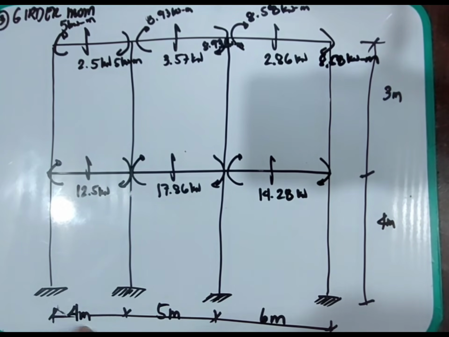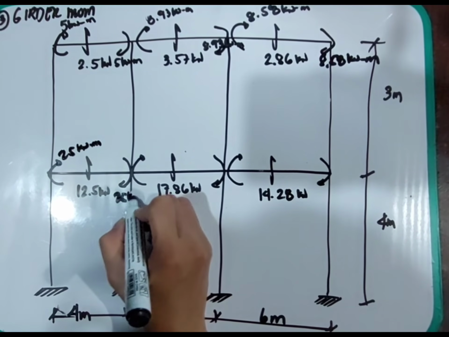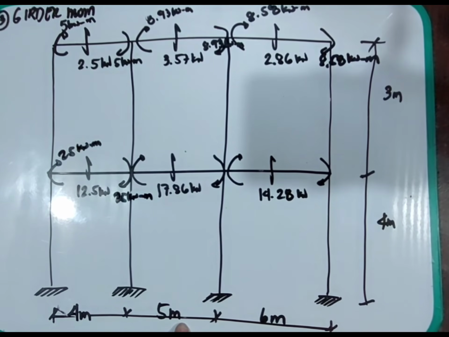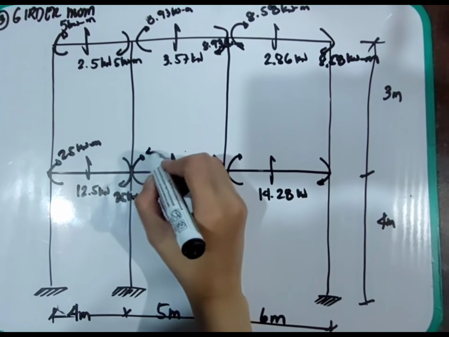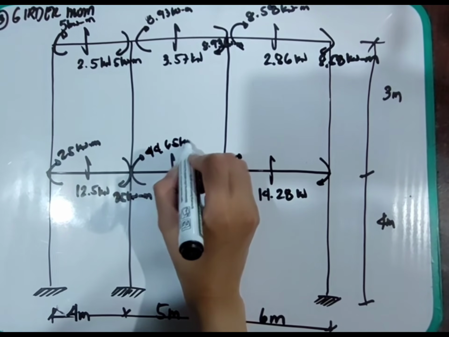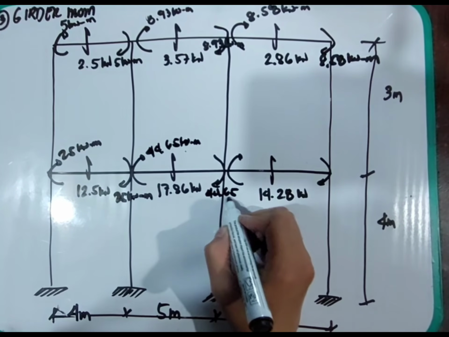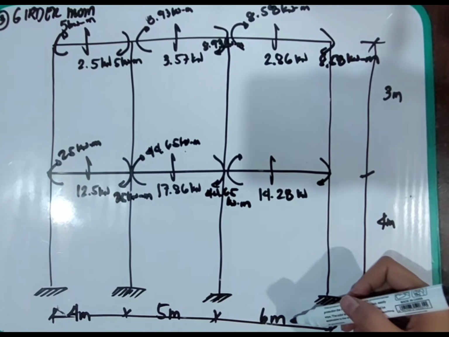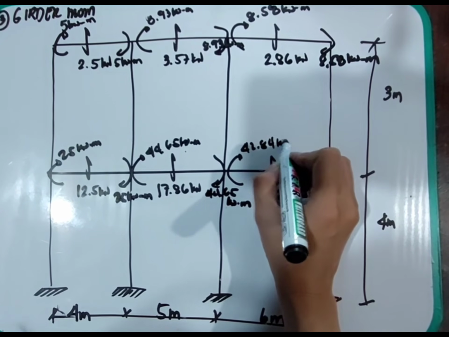12.5 times 2, so we have 25 kilonewton meter. Okay, next, 17.86 times 2.5, so we have 44.65 kilonewton meter. This is 44.65 kilonewton meter. Next, 14.28 times 3, so we have 42.84 kilonewton meter.